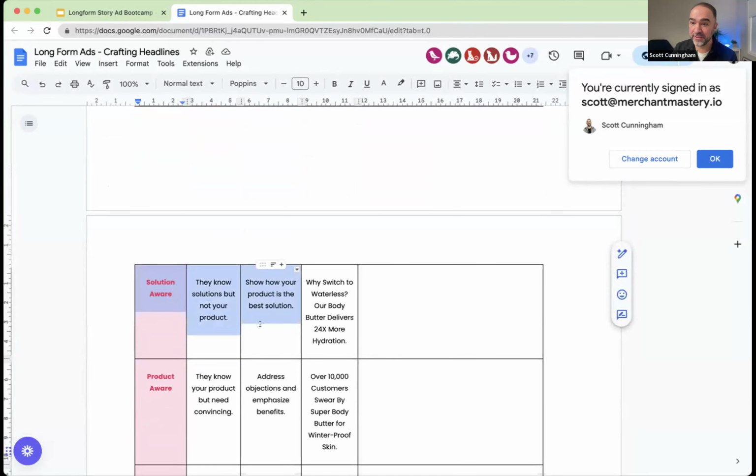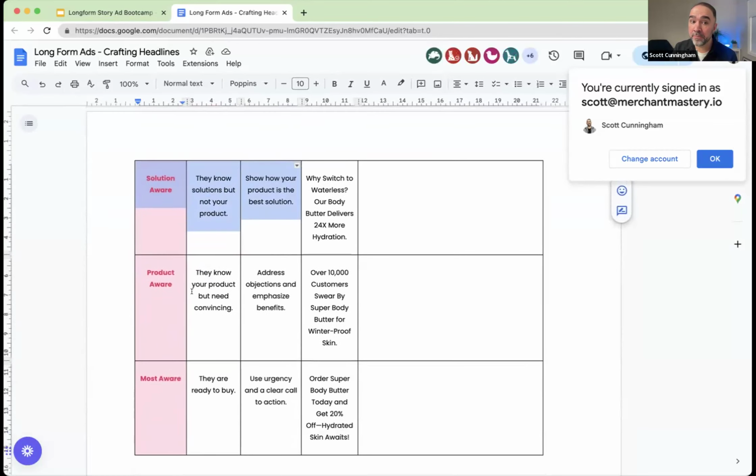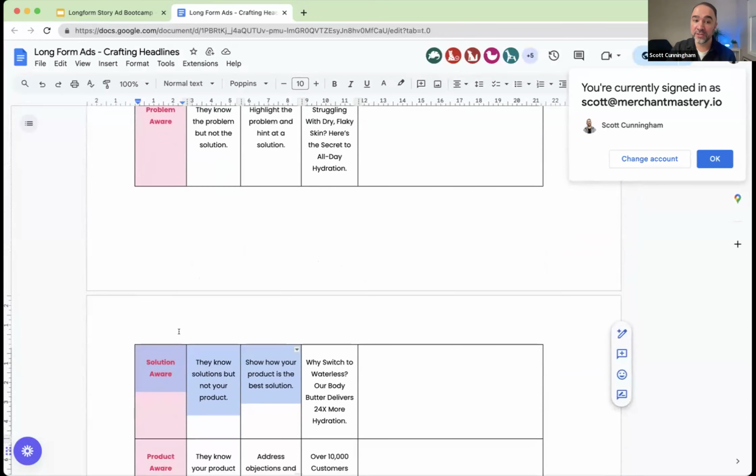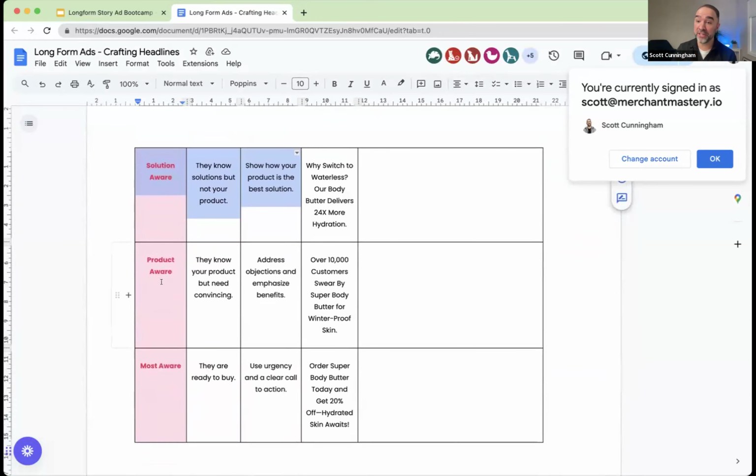The next two, product aware, this doesn't really have to do with your long form story ad. Long form story ad is reaching out to people who haven't heard about you yet. So they're either going to be unaware, problem aware, or solution aware. Product aware is people in your email list. Okay, so this is when people now know you. It's people who you're doing retargeting ads with. It's people in your email list, people in your customer database.